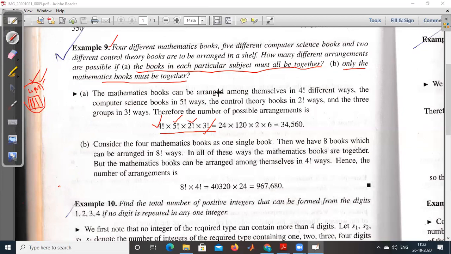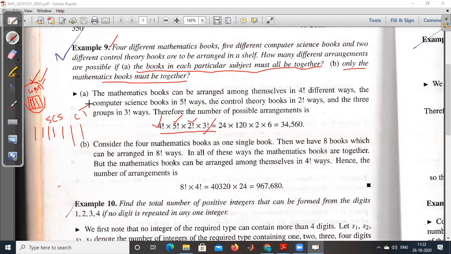Okay. So next, five computer science books are there, na. So we are arranging computer science books: one, two, three, four, and five. These are five computer science books. And the next one is control theory books. How many control theory books? Two control theory books. So control theory books, one and two. These are control theory books.